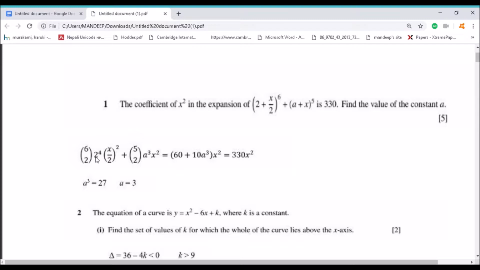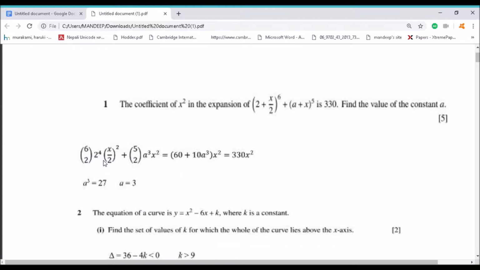First, it's better to write 2, x divided by 2. So we have to find power 2. So if it's 2, you have to write 4, because the total should be 6. So 4 plus 2 is 6. While finding the combination, first write 6c and the second part.